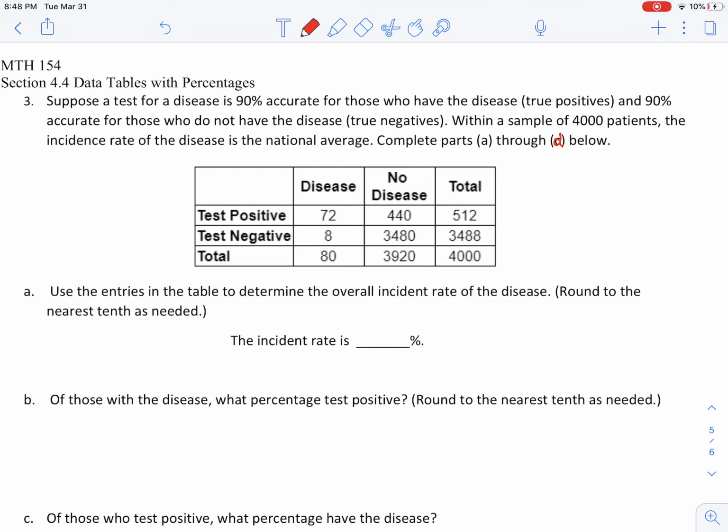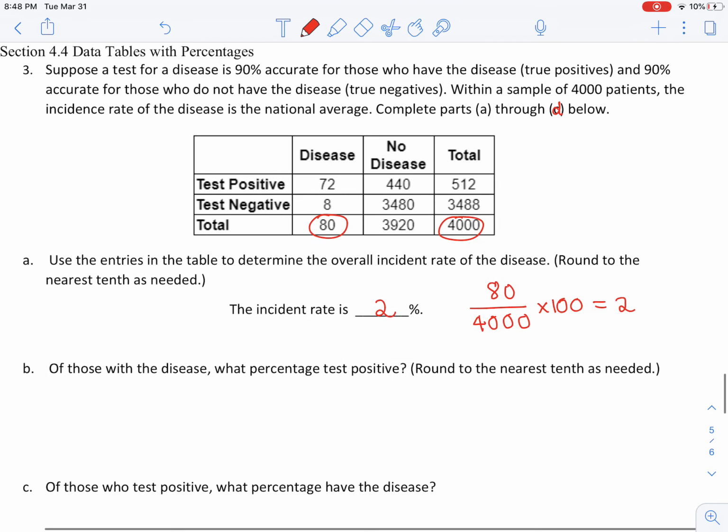All right, let's look at the very first one. Use the entries on the table to determine the overall incident rate of the disease. So, how many people have the disease, right? What percent of the people have the disease out of 4,000? So out of 4,000, we're looking at the number of people with the disease. So 80 people will have the disease. So I'm going to do 80 divided by 4,000, and multiply that by 100. 80 divided by 4,000 times 100 is exactly 2. So we will say that the incident rate is 2%.